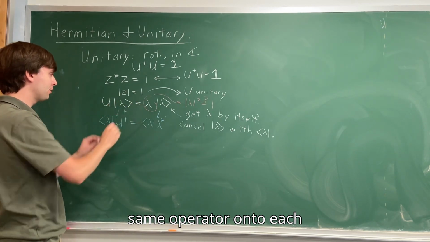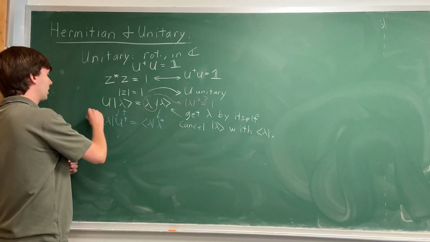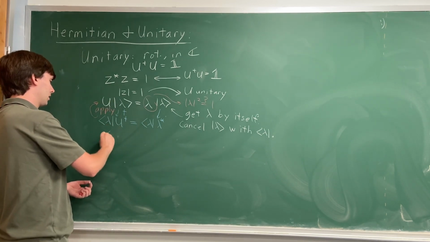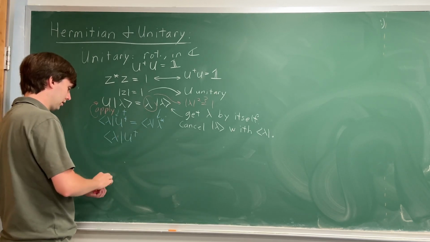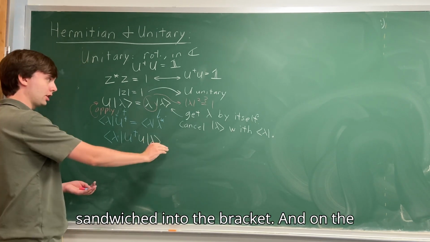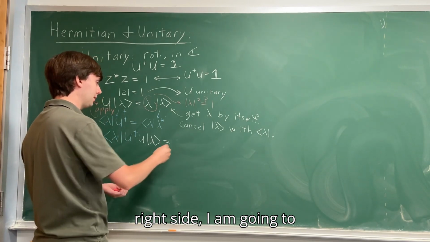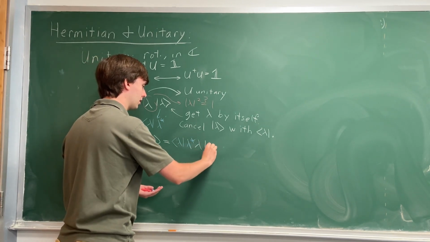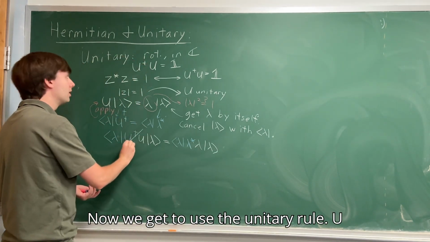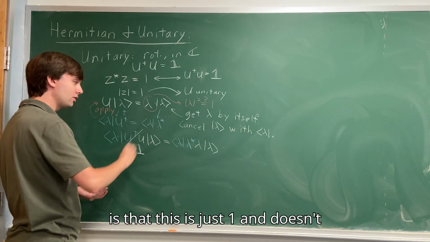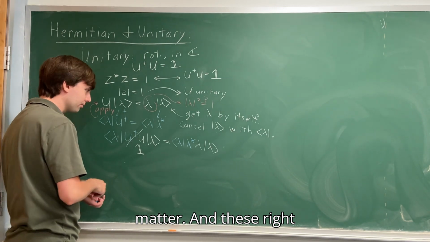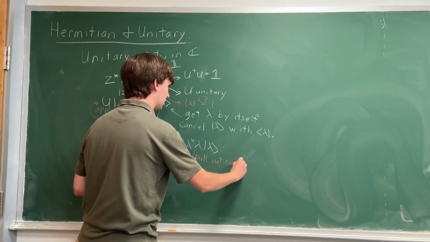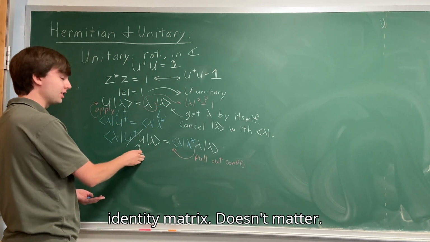So I'm going to put this same operator onto each side of the equation. So on the left side, I am going to have U dagger U sandwiched into the bracket. And on the right side, I am going to have lambda star and lambda. Now we get to use the unitary rule. U dagger U, our key assumption is that this is just 1 and doesn't matter. And these right here are just coefficients that pull out. So if I do that, this is just the identity matrix, doesn't matter.